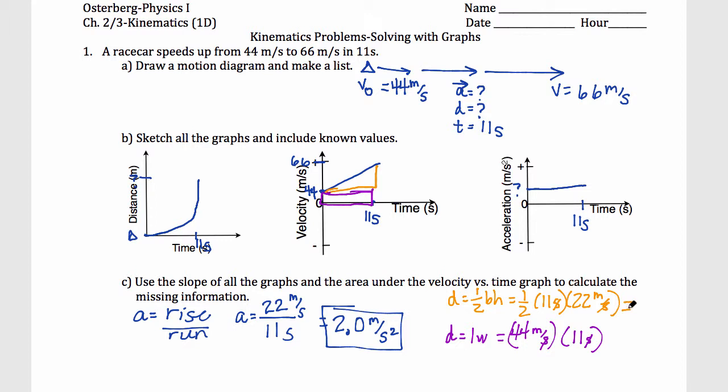We have 1/2 of 11 times 22, and that's 121. Sorry, that should be 121. And then I'm going to switch colors here, and then we have 44 times 11, and that's 484. Remember, these are both meters. So to get the total displacement, you have to add those up. So when you add those up, what do you get? Well, you get 605 meters. And it should only have 2 sig figs because we only have 2 sig figs for all of our numbers. So that rounds to 610 meters.